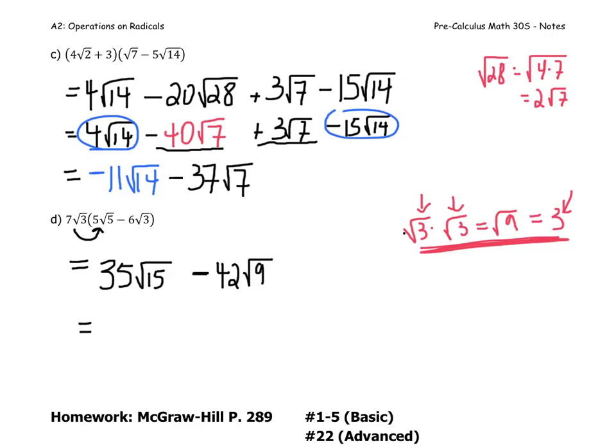Okay, so let's simplify this now. 35 root 15 is just 35 root 15. Root 9 is 3, and so 42 times 3 is 126. All right, that's it for multiplying.